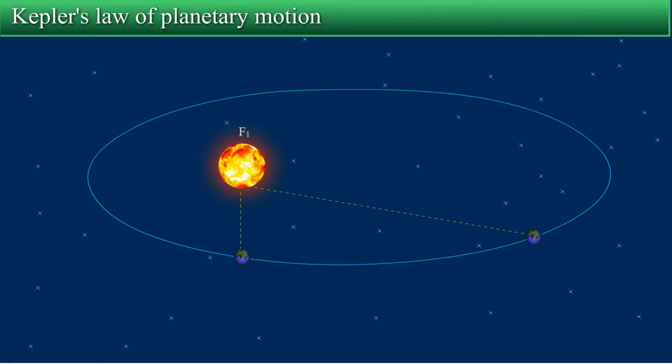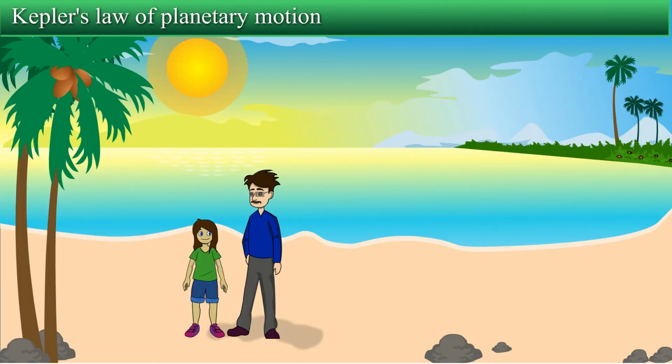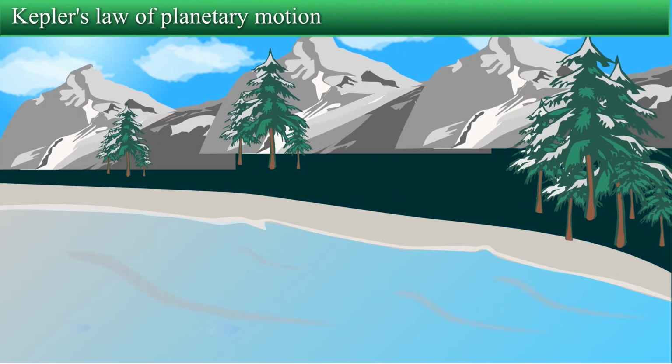The distance of the Earth from the Sun is not constant. When the Earth comes closest to the Sun, that point of Earth's orbit is called perihelion. The point on the Earth's orbit when the Earth is farthest from the Sun is called aphelion. At perihelion, the Earth receives maximum heat from the Sun. Hence, we experience a hot season. At aphelion, being far from the Sun, the Earth receives lesser heat. Hence, we experience winter season.